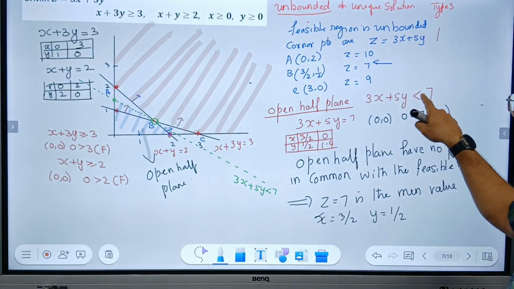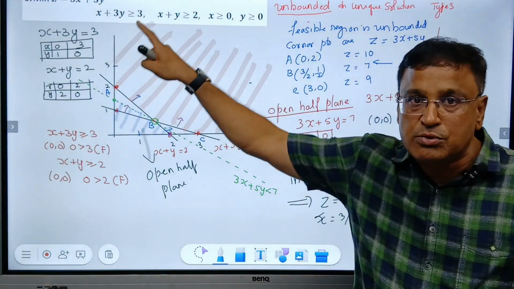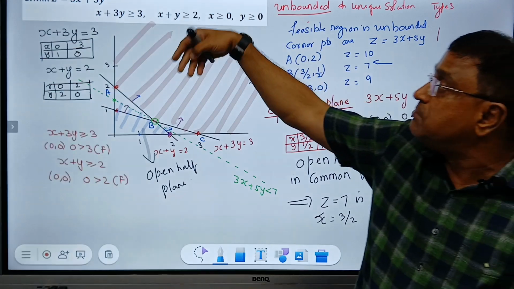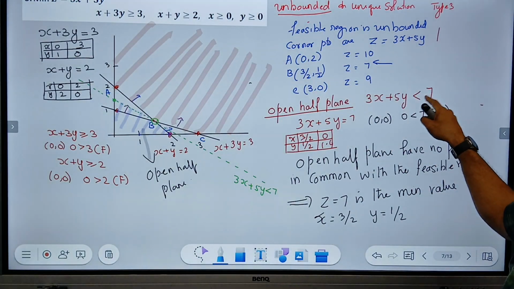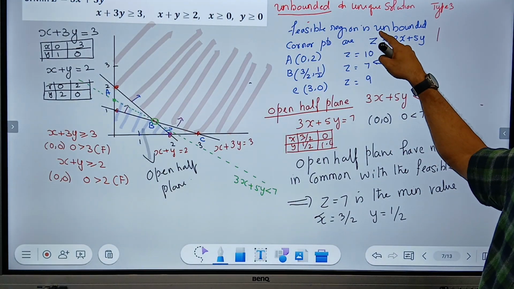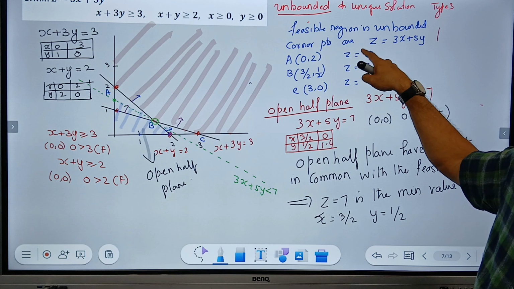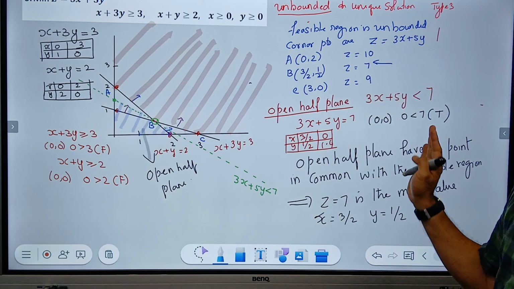Okay. Now here I took less than because it's a minimization problem. If the question is to maximize, I would have taken greater than 7. I hope this problem is clear to you.